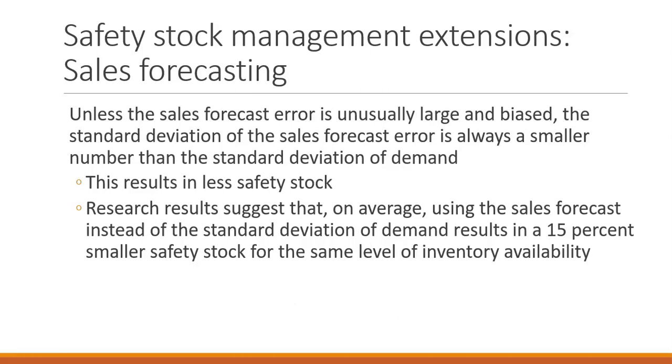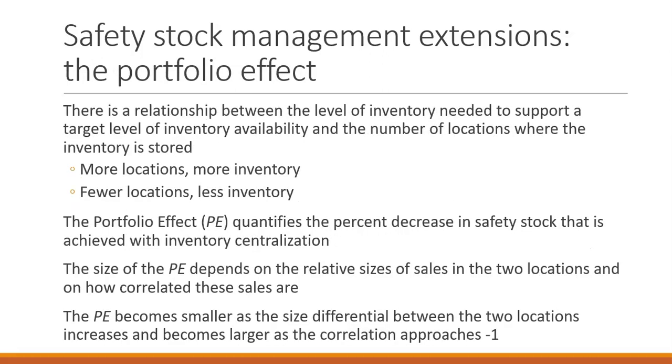Okay. So unless our sales forecast error is very large and biased, that standard deviation of the forecast error will always be a smaller number. So if we use the sales forecast, that will result in a 15% smaller safety stock for the same level of inventory availability. Another way that we can manage safety stock is the portfolio effect.